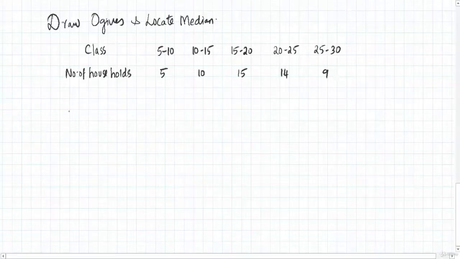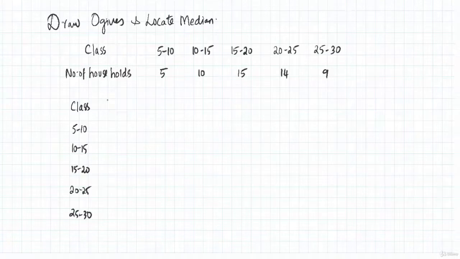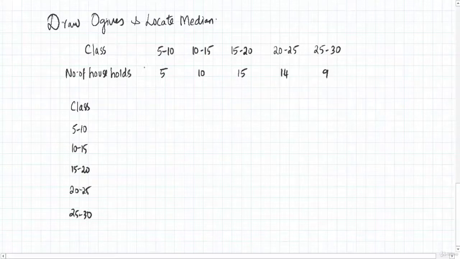So to clarify, let me start here. Let me first capture the class. We have class 5 to 10, 10 to 15, 15 to 20, then 20 to 25, and finally 25 to 30. So these are all the classes. I'm going to divide this into two segments, one which is the less than segment, the other one which is the greater than segment. Here we are identifying the class and the number of households.